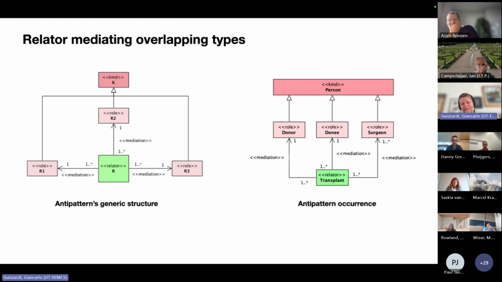Here's another example of an anti-pattern. Every time you have a relator, and this relator connects roles that take their identity from the same kind, you could have that it's the same entity playing all these roles, right? So, for example, here on the right, you have a transplant.